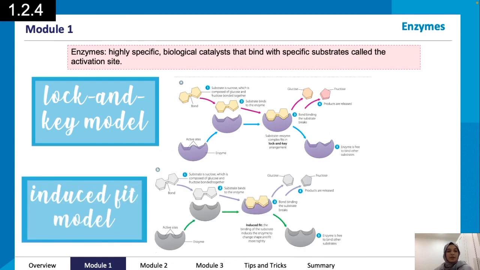This is a little bit different from the induced fit model, where first you have the substrate again of sucrose, which is composed of glucose and fructose, that stays the same. So substrate binds with the enzyme, but it's an induced fit. So the binding of the substrate induces the enzyme to change the shape to fit more tightly, rather than the lock and key. And then the steps are the same after that. Okay, so that's the difference. Make sure you understand the difference between a lock and key and induced fit. You can see the difference. Like induced is like it's sort of changing around to fit, whereas a lock and key is just sort of happening immediately.